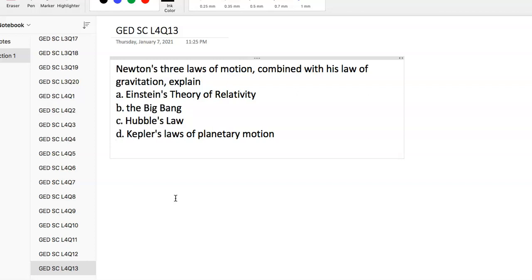And then we jump into Sir Isaac Newton. His three laws of motion combined with his law of gravitation explain what? And that would be Kepler's law of planetary motion. All right, so these questions are harder. Remember, this is level 4. Right, and hopefully we have the stuff down on level 1, 2, and 3 before jumping right into level 4.